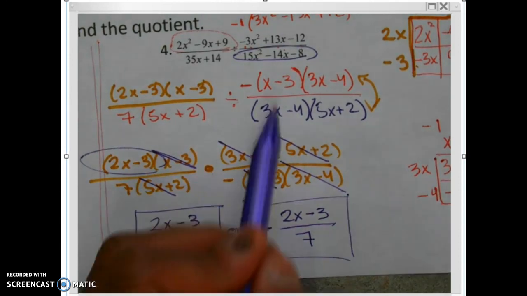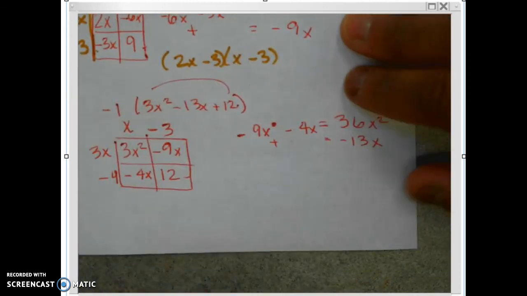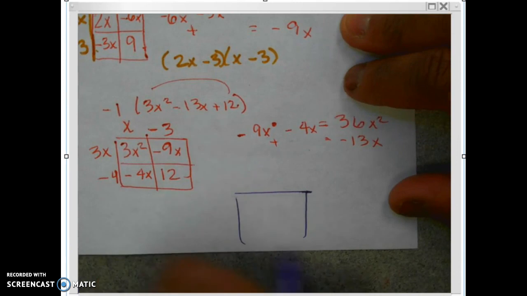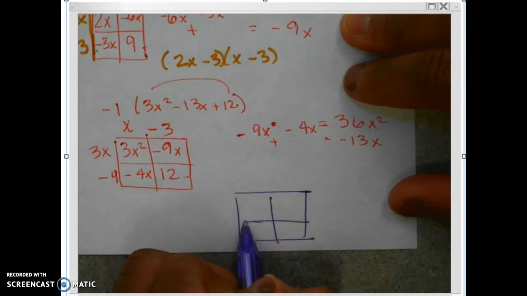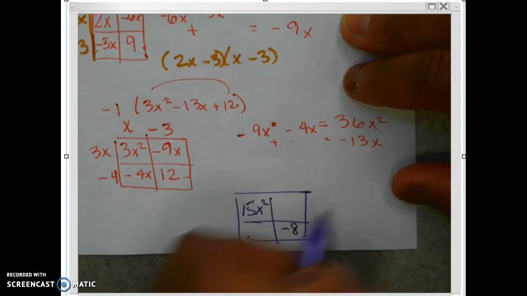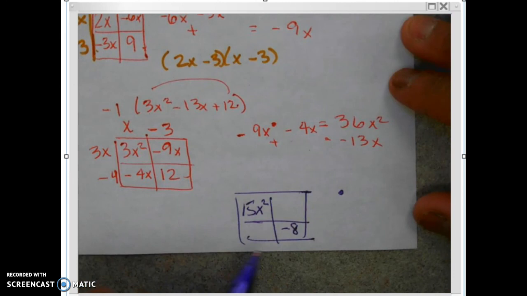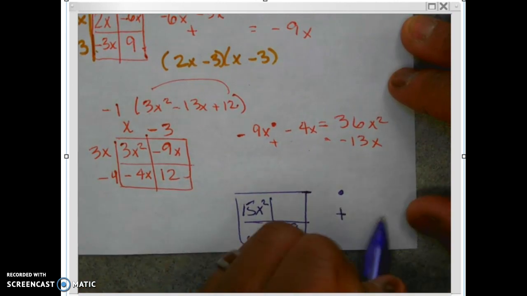Again, if you struggle with boxes, go ahead and create one for this last term and the last corner that you have here. And just make sure you put the first term, 15x squared, and your last term there, and you're looking for two numbers that multiply to give you this product and add to give you the -14x.